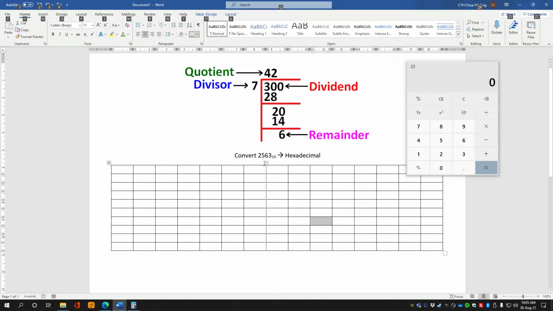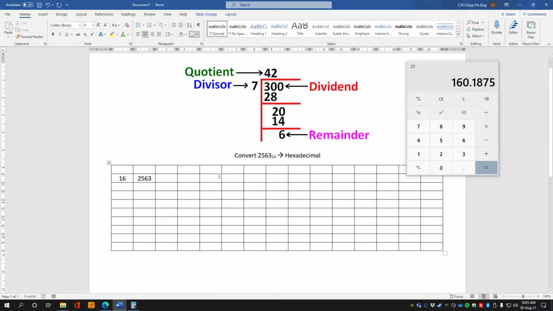So let's take 2563 and let's convert that. So we have 2563. This is the dividend. We are gonna divide it by 16 always. So use your calculator for this part. 2563 divided by 16, and we will end up with 160.1875. This is not very useful because we do not know what remainder this is, but it does help us to find the quotient.